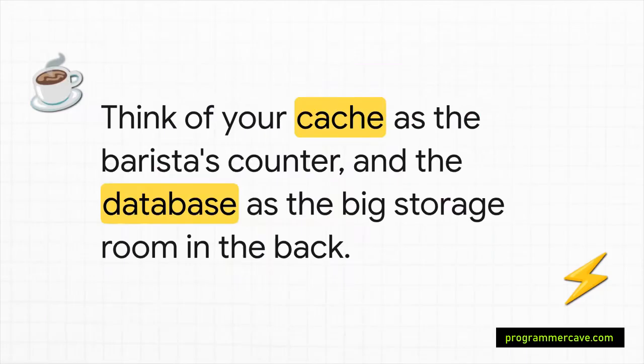To really make this click, let's use an analogy pretty much everyone gets: a busy coffee shop. Okay, so the database, that's the giant storage room in the back. It has everything, but it takes time to go find stuff. The cache? Well, that's the barista's counter. They've got the milk, the most popular syrups, the coffee beans, all right there within arm's reach. Grabbing milk from the counter is instant. A trip to the back room, not so much. That is caching in a nutshell.